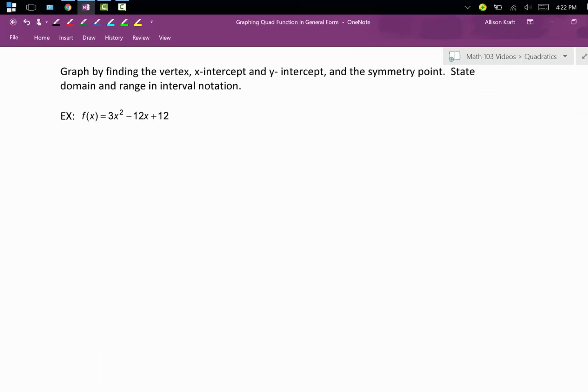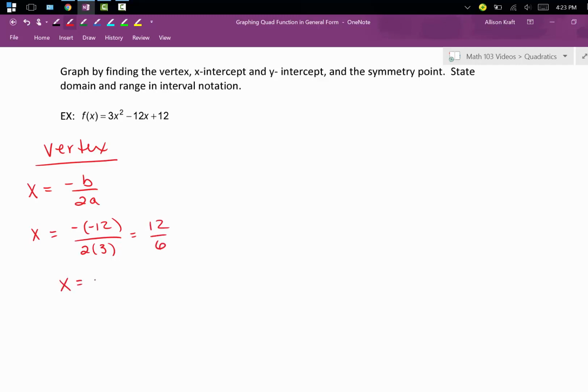Given the function f of x equals 3x squared minus 12x plus 12, let's graph it by finding the vertex, the intercepts, the symmetry point, and then we'll state the domain and range in interval notation. Starting with the vertex, the x-coordinate of the vertex will be negative b divided by 2a. So that's negative negative 12 divided by 2 times 3. That's 12 divided by 6. The x-coordinate of the vertex is 2.